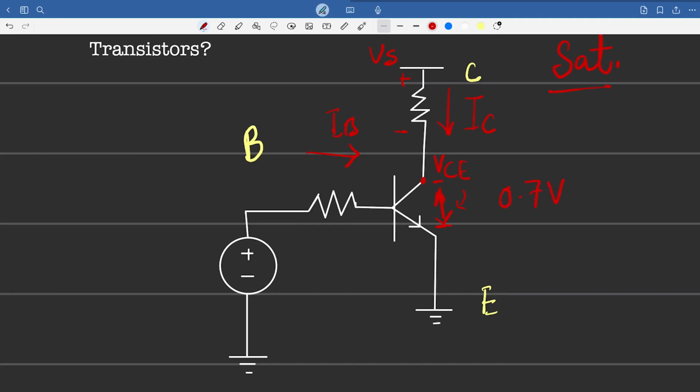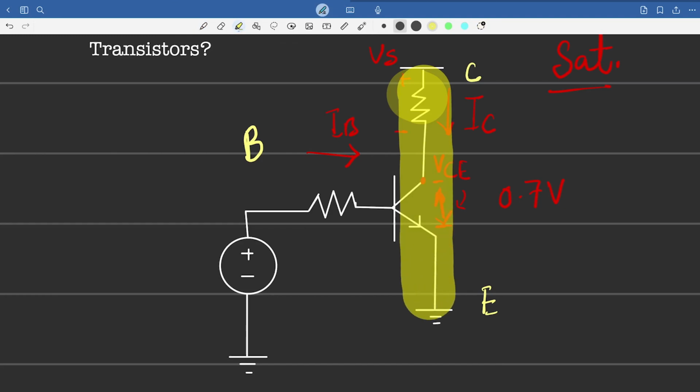It's the same as the operating voltage that we are supposed to see across a diode, which is 0.7 volts in silicon. So during this region, the highlighted part basically operates as a short circuit, as a closed switch. So when it's in the saturation region, the transistor basically operates as a closed switch. So that is the second region, called the saturation region.